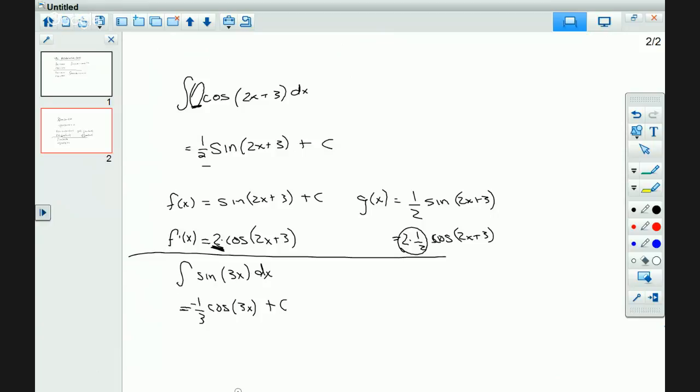So basically, instead of multiplying what's on the inside, you're dividing it. Yeah, that's a great way to think about it. In the chain rule, you multiply by the derivative of the inside, right? Well, in an antiderivative, you're going to divide by the derivative of what's inside. So see how they're inverses there. Okay, thank you. That's good.